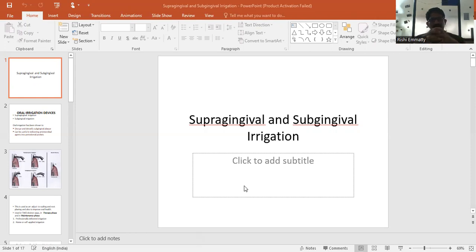What is the main action or function of this related to periodontal fibers? It is mainly transferring antimicrobial agents and reducing the gingival inflammation. So this is one way of local drug delivery, where the drug can be delivered directly to the gingival area or from the supragingival area.